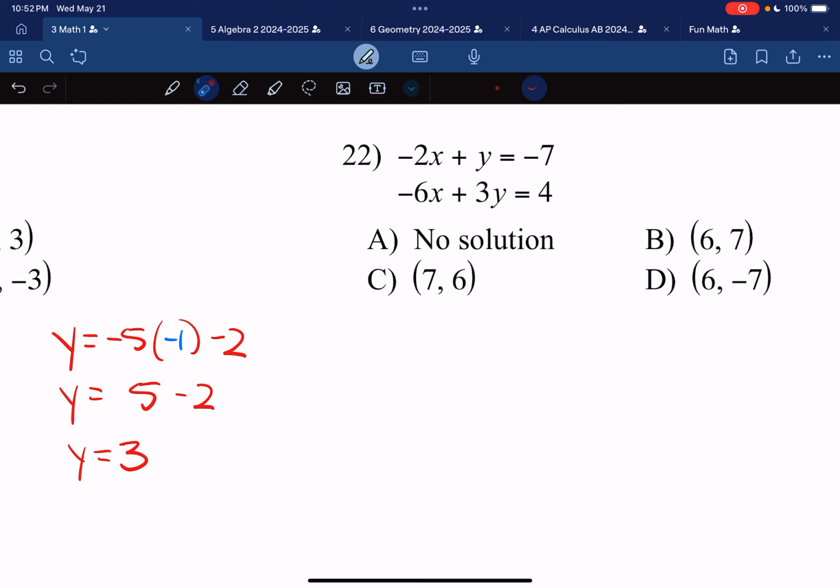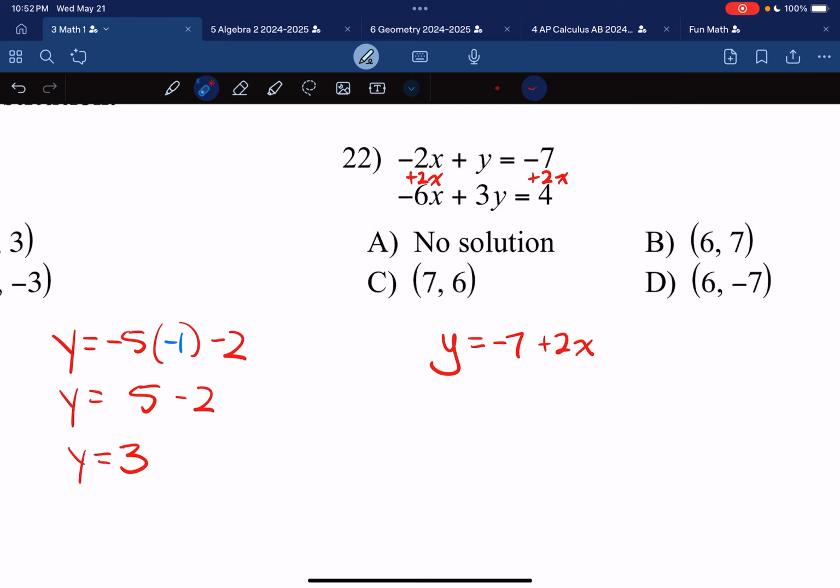That'll be fastest. Let's move this 2x to this side. The way that I would do that is I would add 2x to both sides. When I do that, I'm going to get y by itself. The right side is going to be -7 plus 2x. Now that I have my one variable solved for, I can say if y is -7 plus 2x, this y right here is also -7 plus 2x. So let me rewrite this equation.